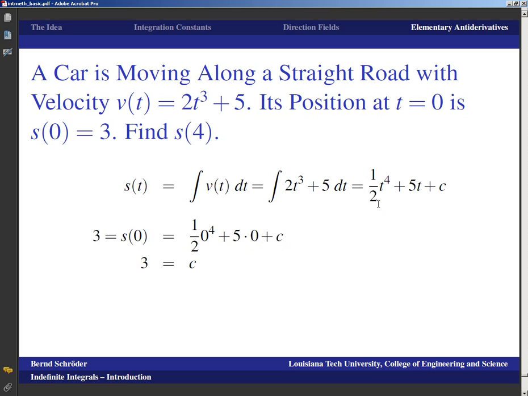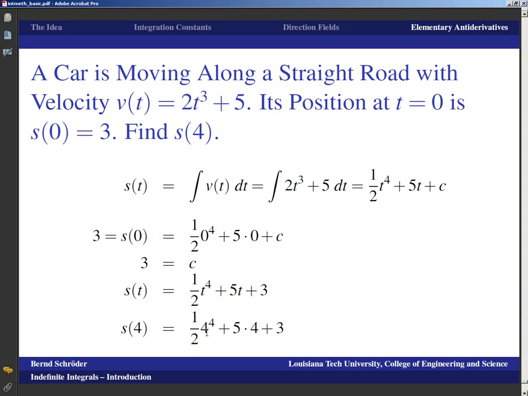Now, if your function here is not 0 at the point where you have data given, then your integration constant need not be the number that is given here, but in this problem it just happens to work out that way. Either way, the position function is 1/2 t to the fourth plus 5t plus 3. Now we look at the problem one more time, and the actual task was to determine the position at time t equals 4. Well, that would mean we have to find s of 4, which is 1/2 times 4 to the fourth plus 5 times 4 plus 3.